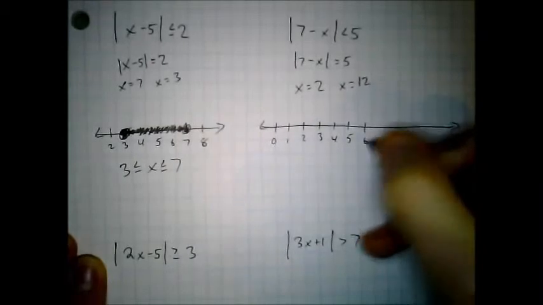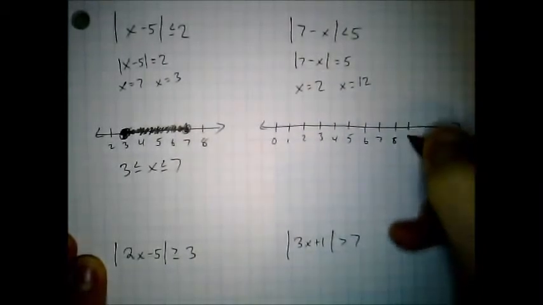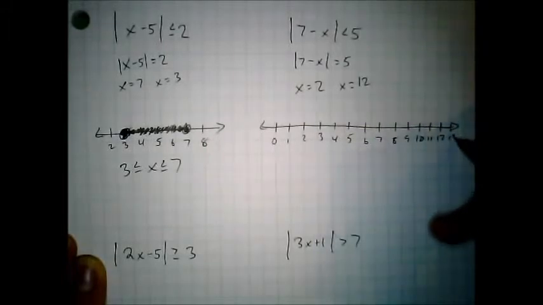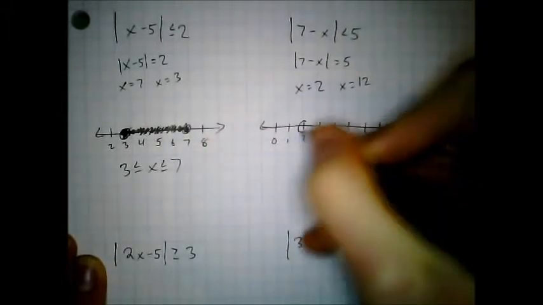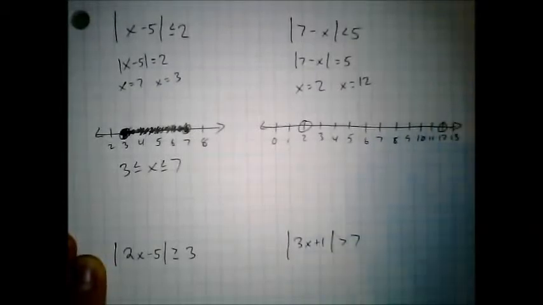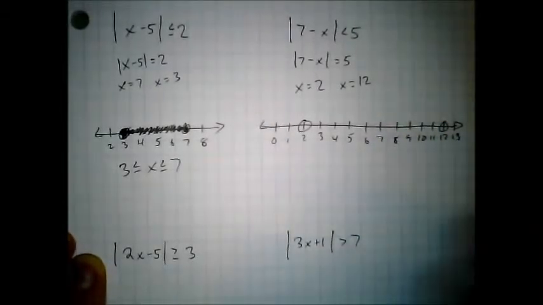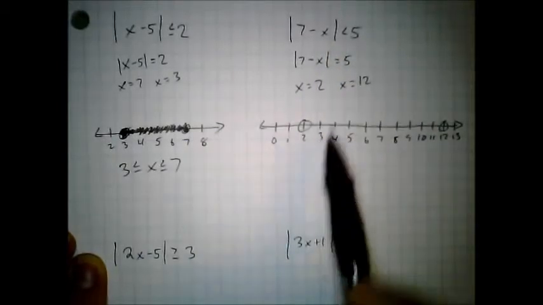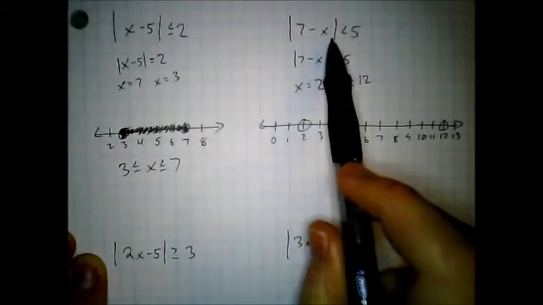And I just make my number line. Open circle this time. Again, my educated guess is that it's going to be in between these two because we want it to be less than 5. So I'm going to pick a point. 3. 7 minus 3 is 4. Absolute value is 4. That's less than 5.